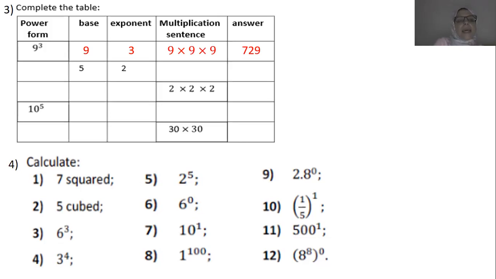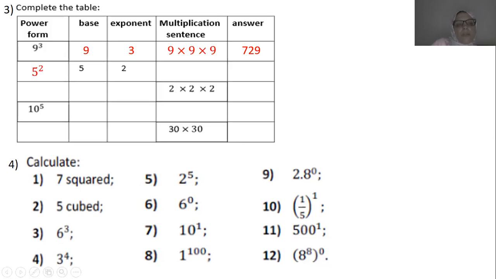Now, the second one, we are not given the power form, but we are given the base and the exponent. So if we are given the base and the exponent, we can find the power form. If the base is 5, we write down 5 on the line. And if the exponent is 2, we write the 2 above to the right. So it will become 5 squared.